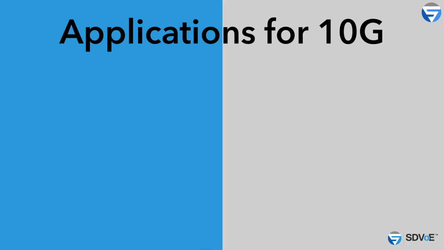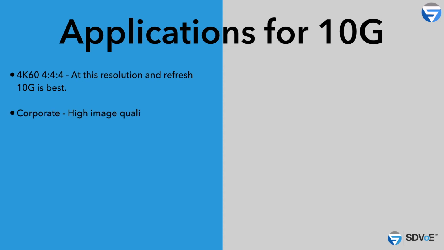Now, applications for the 10 gig. Right off the bat, if you're doing 4K 60 444, it's 10 gig at that point. You're dealing with a bandwidth that's going to add in a lot of artifacts if you try to compress too much for certain applications. It sounds good, but the reality of it is, at that point, you're just into the 10 gig realm. Corporate: those who require high image quality and want the bandwidth for 2.0, whether it's for KVM, distributing the content, and so on.